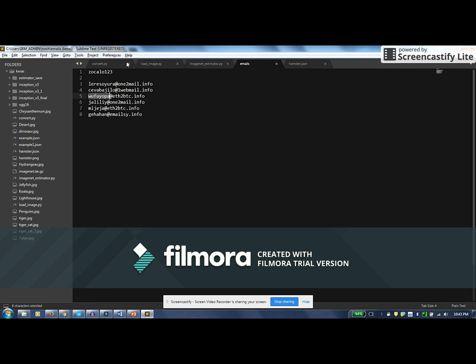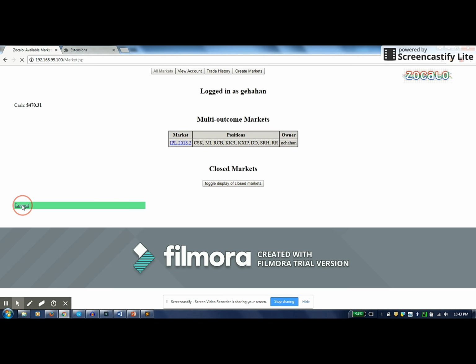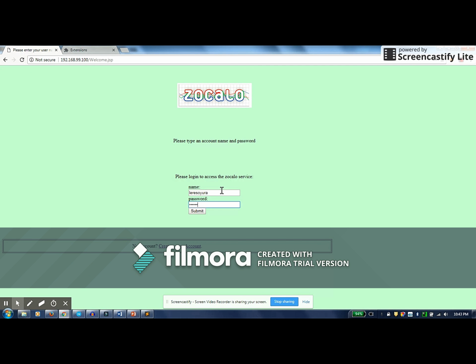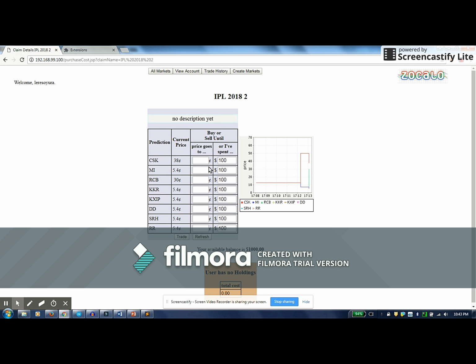So RCB goes up as well, and everybody else goes down. Now I'll be logging into a different account. The price is the way that we left it in the previous trade. Now I have slightly different information about the game, and that is that CSK would probably have a terrible chance of winning. Probably because I'm an RCB fan and I secretly hate them, but doesn't matter, right? The opinions could be rational or irrational.